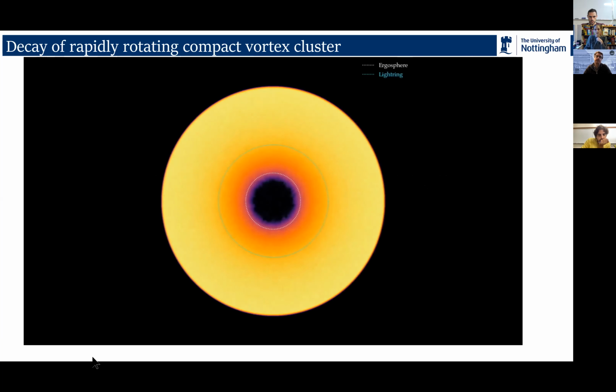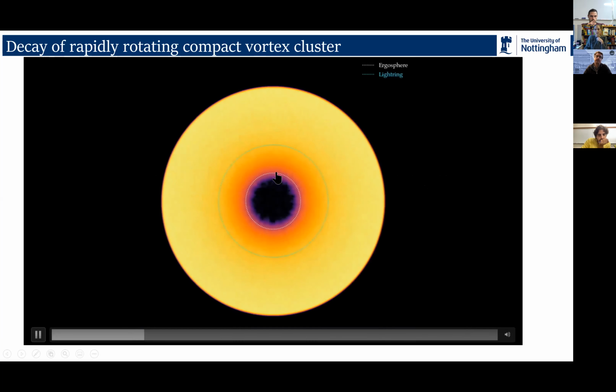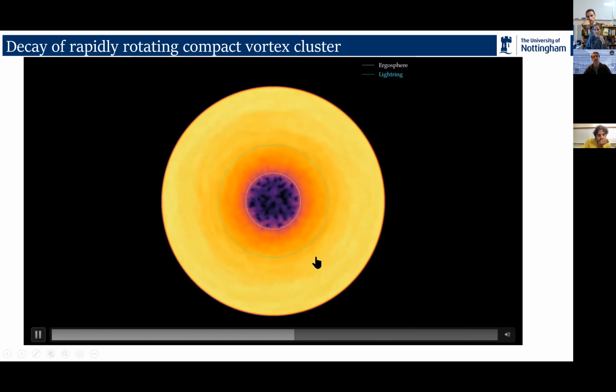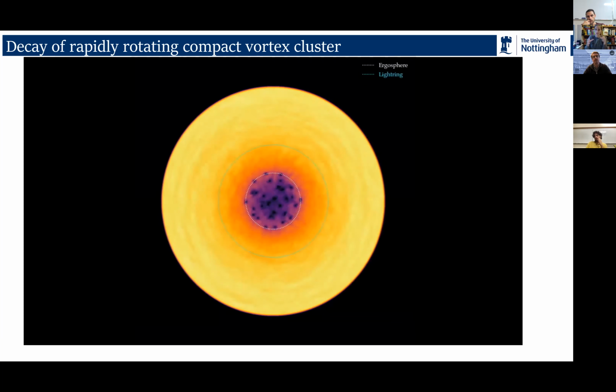So the vortices are rotating. The white one is the ergosurface. The green one is the light ring. And what you see is all this noise being given off. And these modes, just as we show, as long as these vortices are within this green line, all of these fluctuations you see, the spectrum can be fully characterized through a coarse-grained vortex flow.